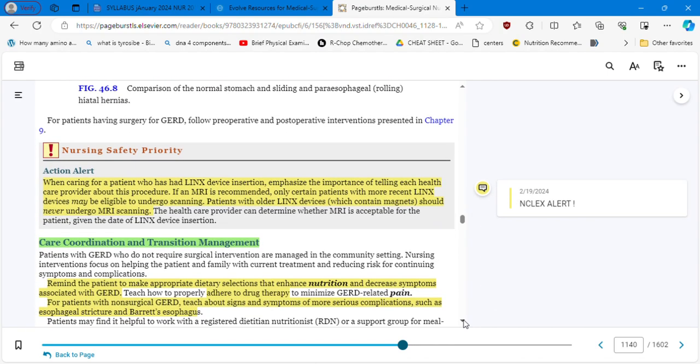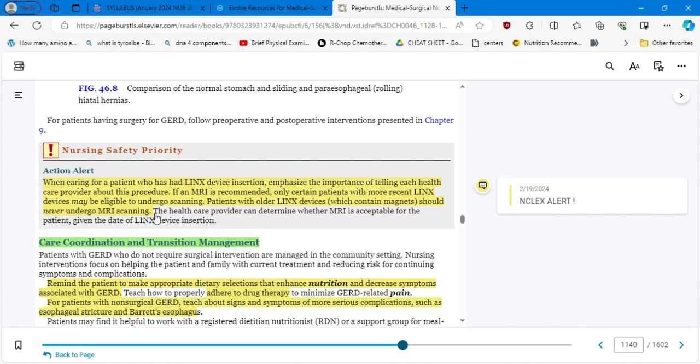When caring for a patient who has had LINX device insertion, we know the bracelet, emphasize the importance of telling each healthcare provider about this procedure. If an MRI is recommended, only certain patients with more recent LINX devices may be eligible to undergo scanning. Patients with older LINX devices which contain magnets should never undergo MRI scanning.